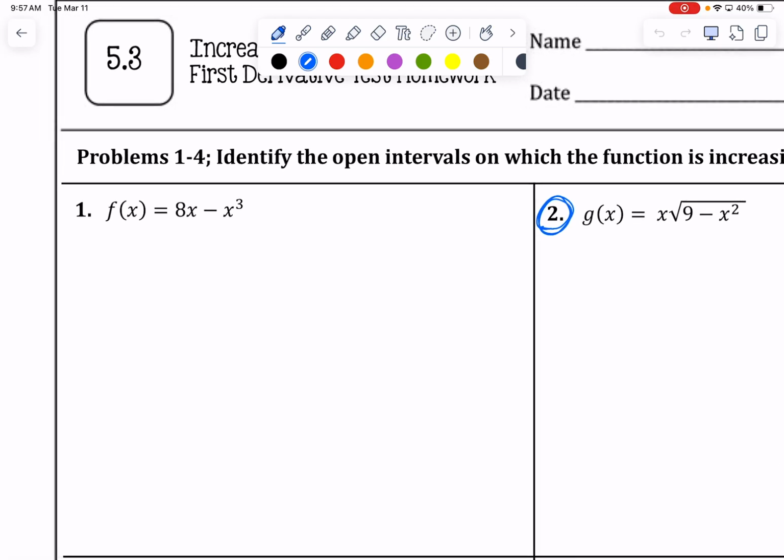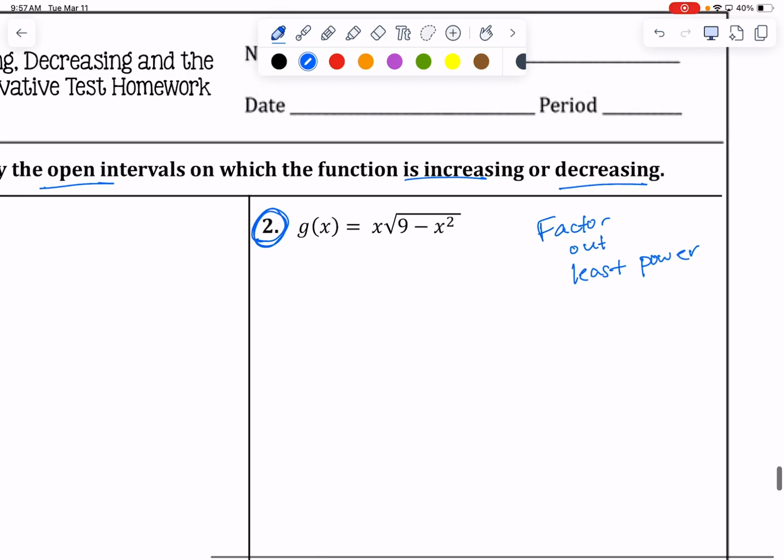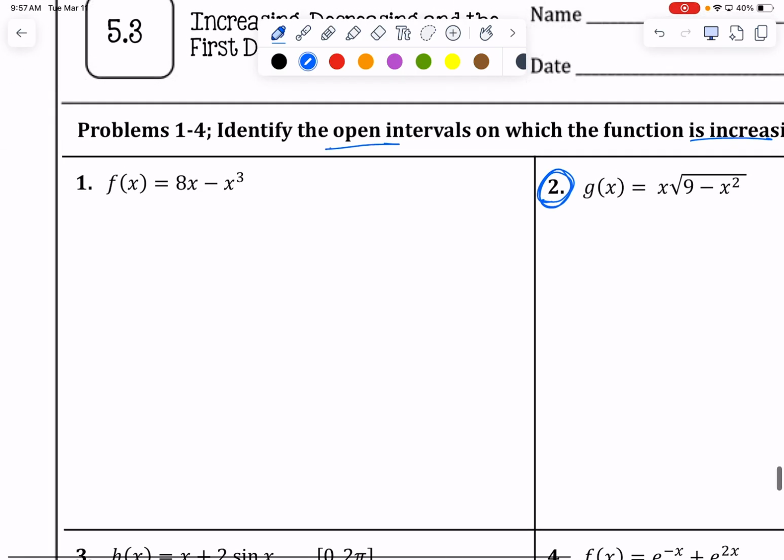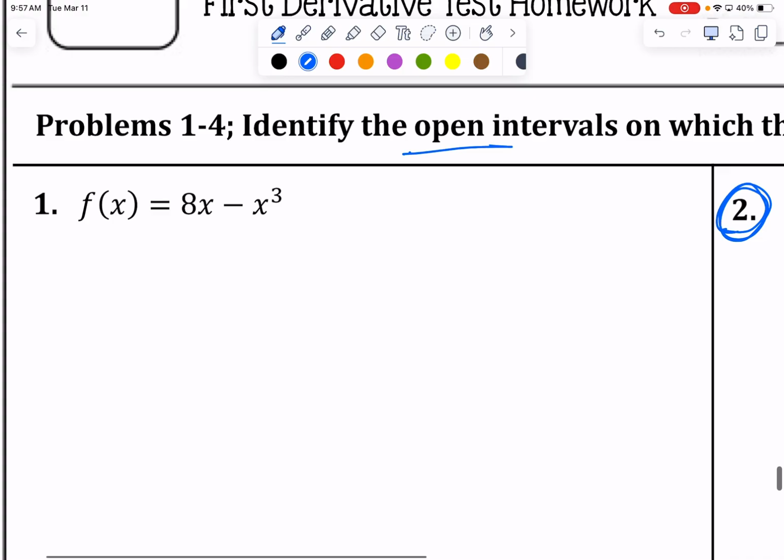Anyways, find the open intervals on which the function is increasing and decreasing. So here's what you're going to be doing on your assignment. Number one: f of x equals 8x minus x cubed. All right, what is the first step that we went through yesterday to find intervals of increasing and decreasing? Find the CVs. Step one is going to be find CVs.